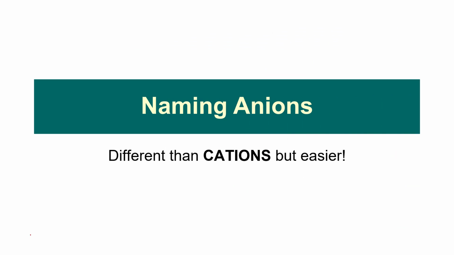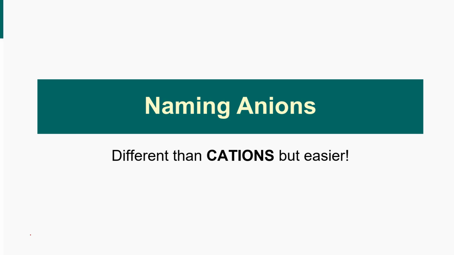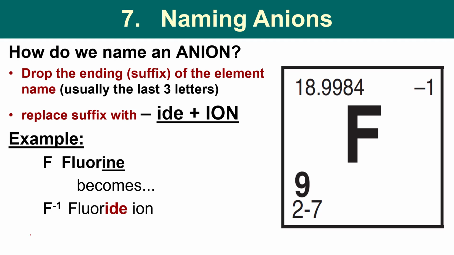The next segment that we're going to do is all about naming anions. And anions are different than cations, but in my opinion, they are easier. If you recall, an anion is a negative ion, and those are formed by the elements that are usually all the way on the right-hand side of the periodic table, which are your non-metals.